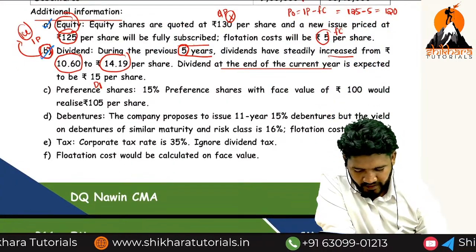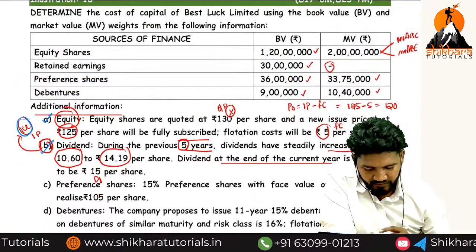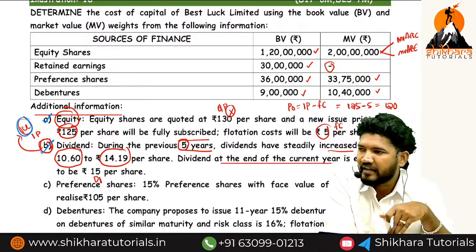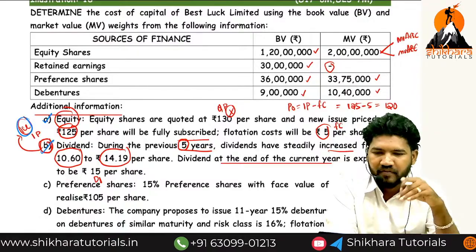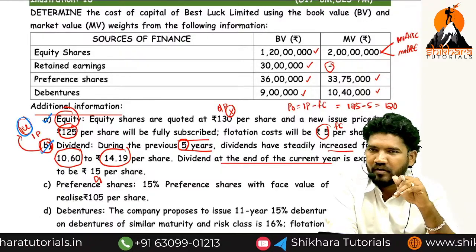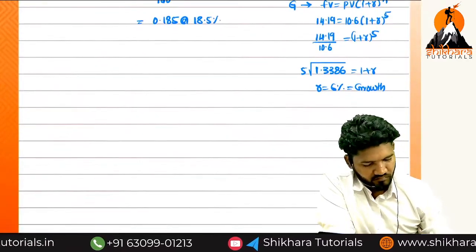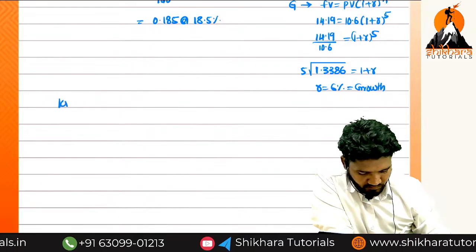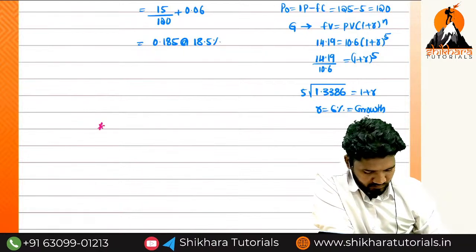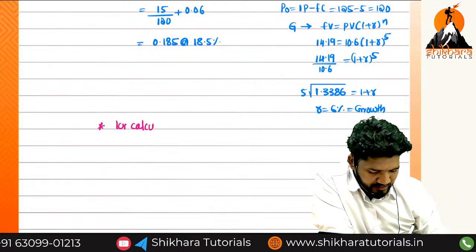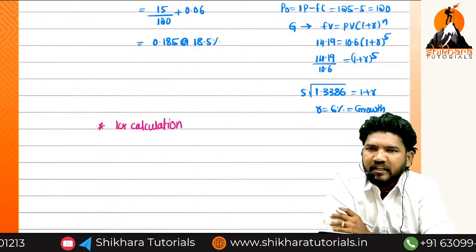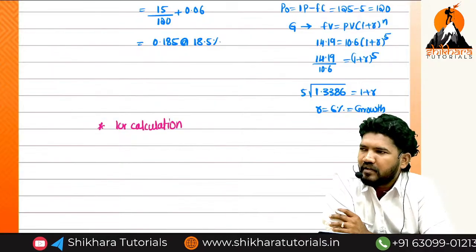A and B are related to KE. KR is required now. Why? Because data analysis is there. First I am doing working notes. KE completed. What next? KR only. KR calculation. What about the concept you learned in KR?